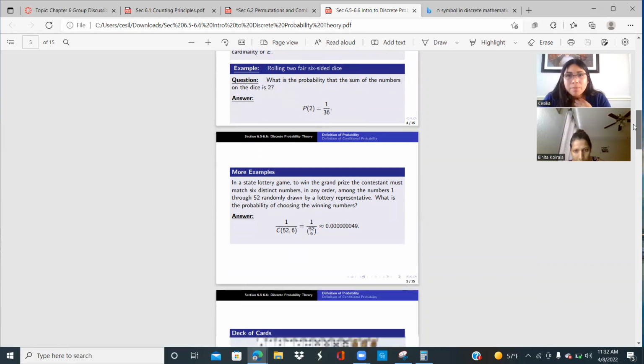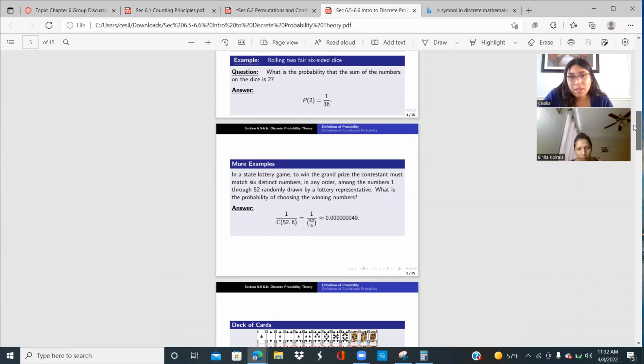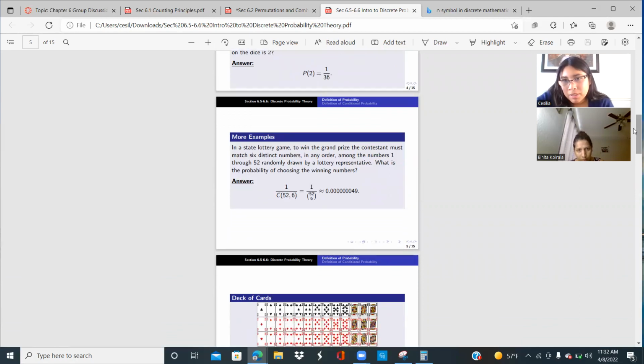And then another example. In a state lottery game, to win the grand prize, the contestant must match 6 distinct numbers in any order among the numbers 1 through 52 randomly drawn by a lottery representative. What is the probability of choosing the winning number? The chance of winning that one lottery number, you put the 1 up here. The 52 is the number of random draws we can make, and since there are 6 distinct numbers, we put that here. Once you do all of that, using what we did in the last part, it gives you this.